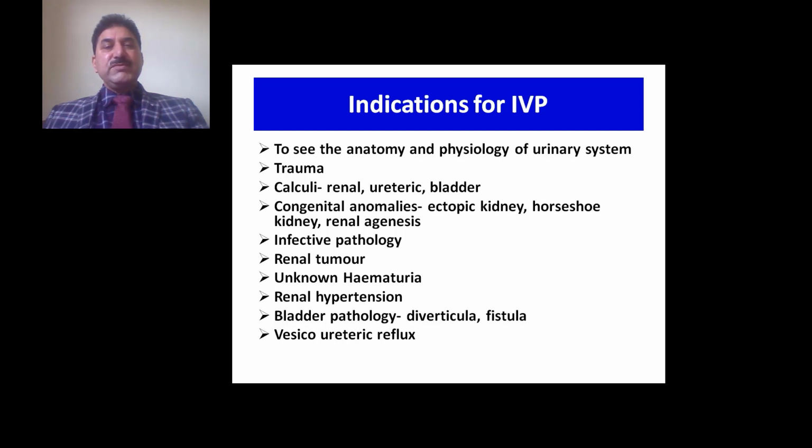Indication for IVP is to see the anatomy and physiology of the urinary system, to evaluate a patient after trauma. It's also done for renal, ureteric, and bladder calculi. By using IVP, we can diagnose horseshoe-shaped kidney and renal agenesis. Other indications are infective pathology, renal tumor, unknown hematuria, renal hypertension, bladder pathology like diverticula, fistula, and vesicoureteric reflux.